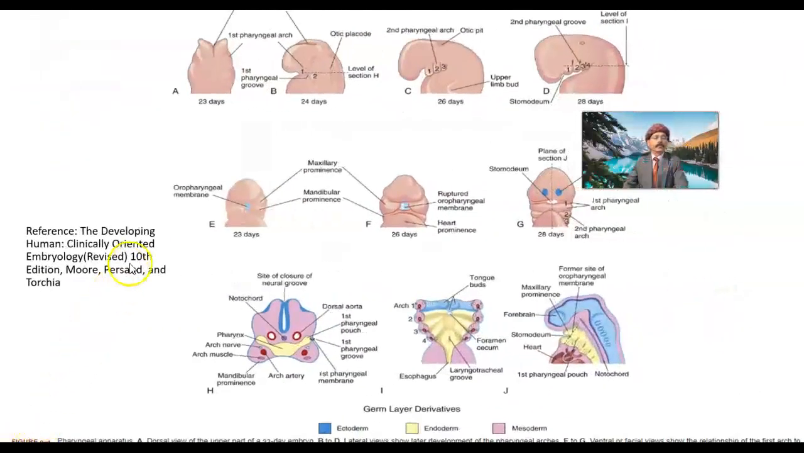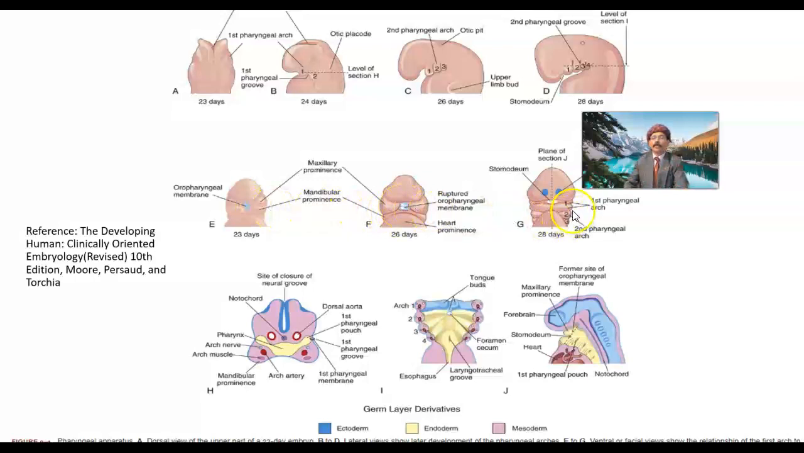Okay, so this is the developing embryo. These are the pharyngeal arches here, 1, 2, then gradually at the 26th day we'll get the 3rd, and on the 28th day we'll get the 4th one. And this is the oropharyngeal membrane. Initially it is a depressed area in the stomodeum, then it will rupture, and we'll get the mouth cavity here.